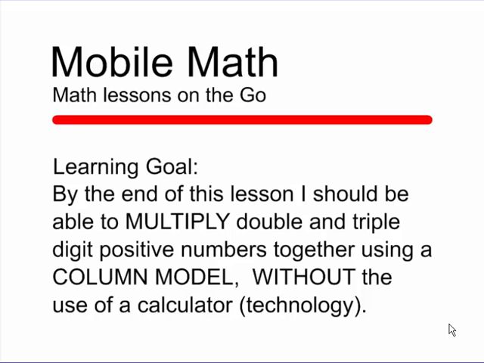Today's learning goal: by the end of this lesson, I should be able to multiply double and triple digit positive numbers together using something called the column model. And again, I'll be doing this without the use of a calculator or any other technology.